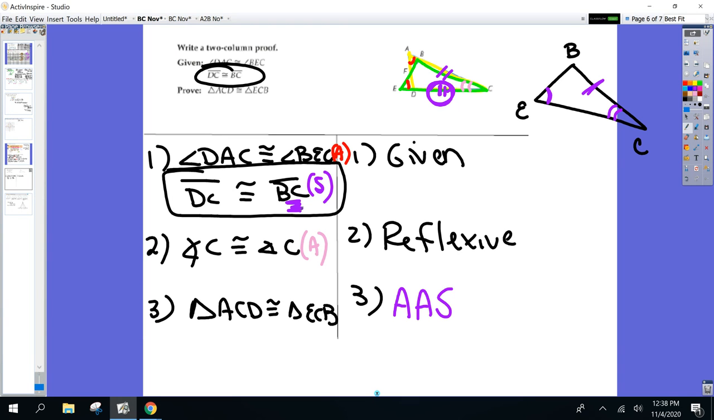Everyone okay? So I'm hoping if you guys draw it out, it'll be a little clearer. Angle, side there. Okay, any questions there?